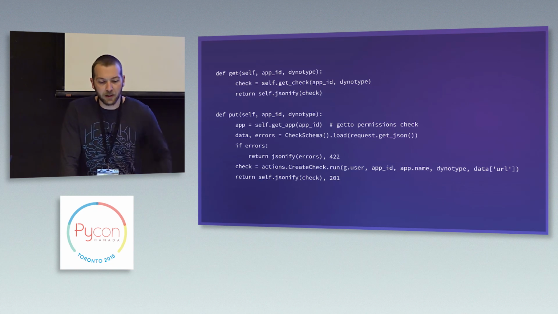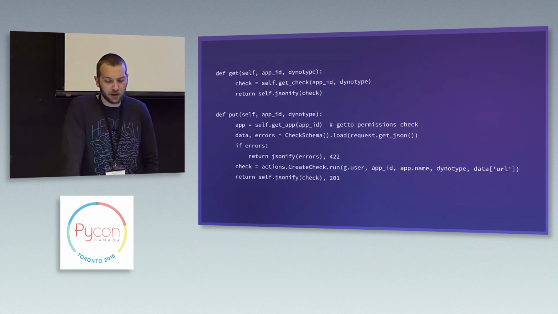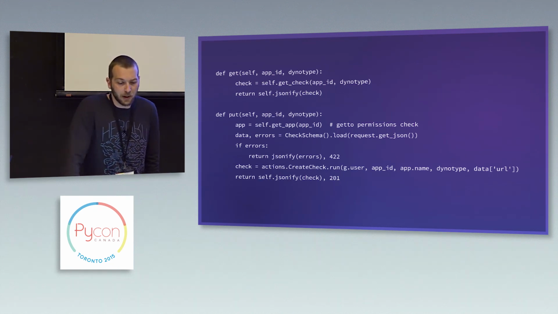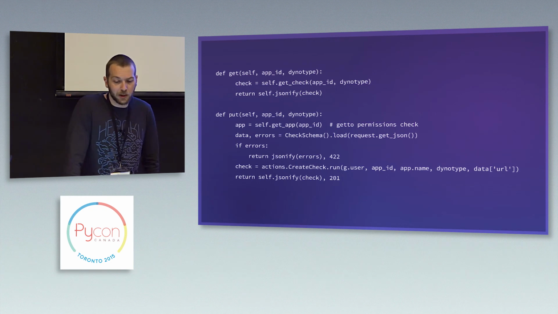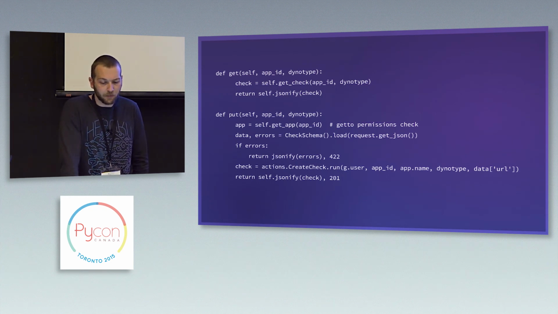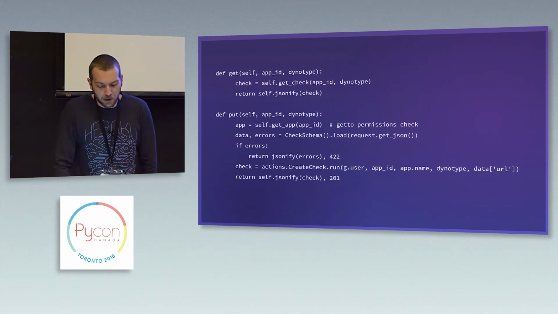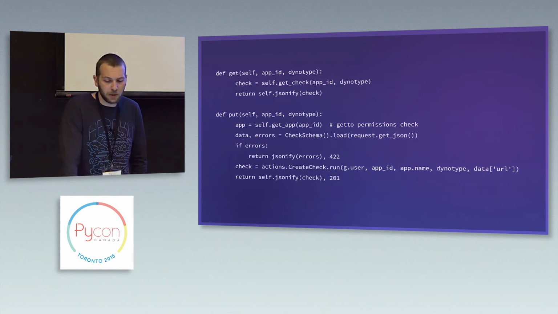So when we put that all together to create our actual handlers, I don't think it could be much simpler. We simply recover the check based on the app ID and the dyno type, and then we return our JSON response. The put is also very similar. We do our cheap permissions check. We use a Marshmallow schema to validate the request, and then we use the mediator or interactor pattern so that we're keeping business logic out of the view and allow the view to focus on the API side of things and not the business logic.